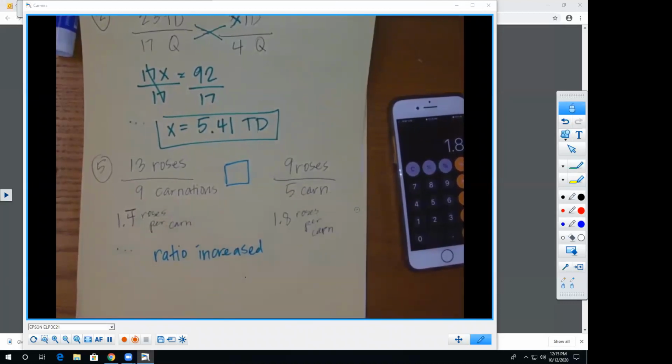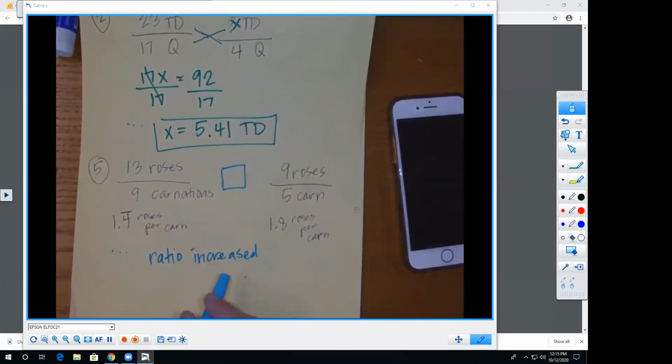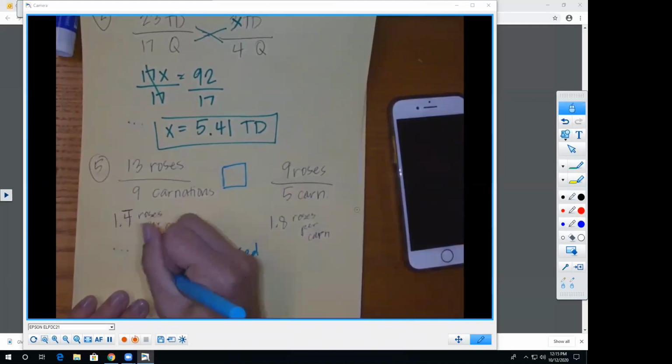It should never stay the same. If you subtract a number on top and subtract a number on bottom, it will always either increase or decrease. It just depends on the situation.